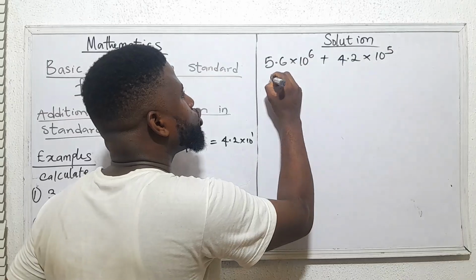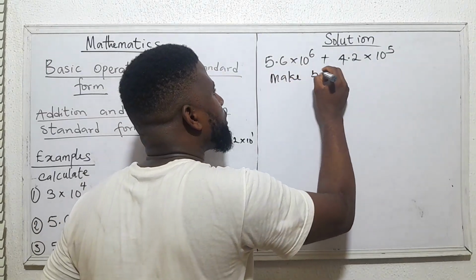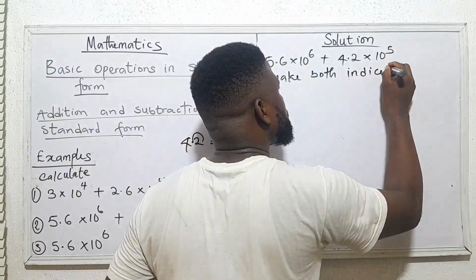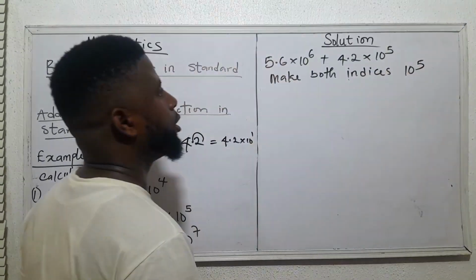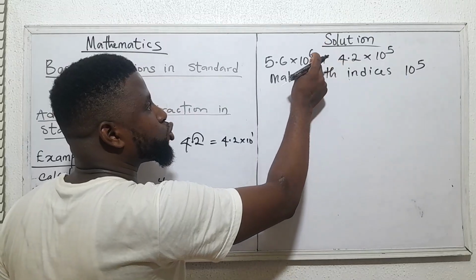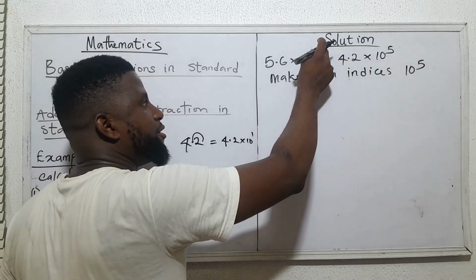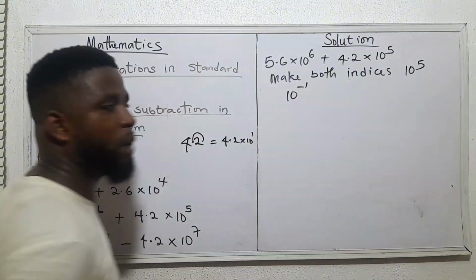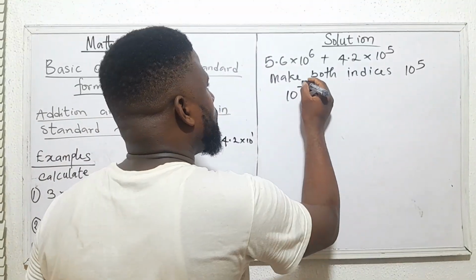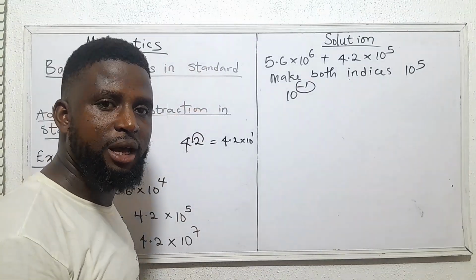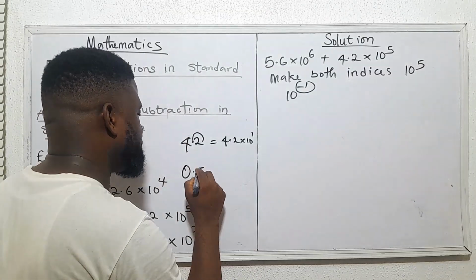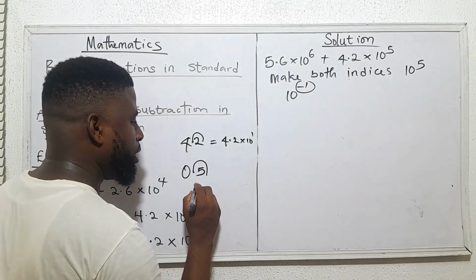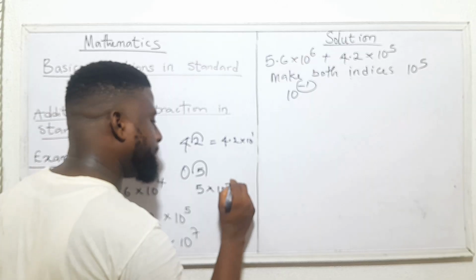Now, to make both indices 10 raised to power 5, right? It means that I need to subtract 1 from 10 raised to power 6 to get 10 raised to power 5, which means I need to achieve 10 raised to power minus 1, right? Which means my n will be negative. That is, if I have 0.5, for example, I shift the place of the decimal point forward one time, that will give me 5 times 10 raised to power minus 1.